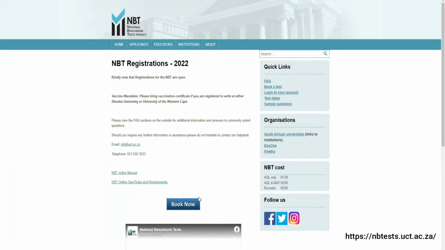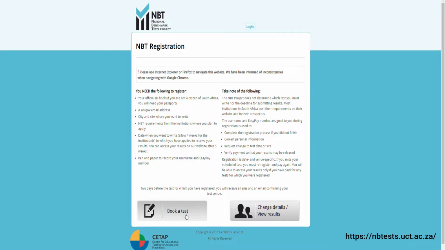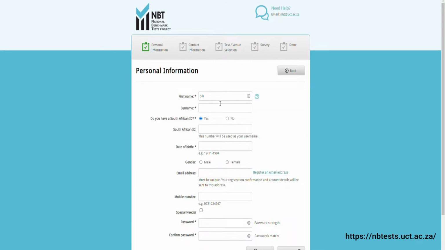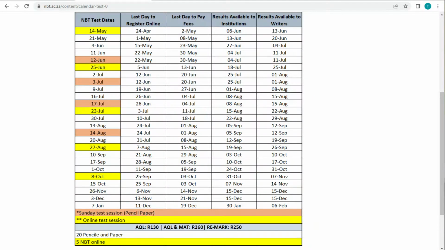The NBT registration takes about 5 minutes and you can do it online. Registration opens on the 1st of April and you can go on the website and register. So the first column says NBT test dates. That's the specific day that you're going to be writing the test. Then the second column says the last day for you to register online, which takes 5 minutes. So if you want to write on the 14th of May, you need to have registered by the 24th of April. Then the next date is you need to have paid the application fee by the 2nd of May, and your results will become available to the institution on the 6th of June, and then they'll only become available to you on the 13th of June. So please make sure that you're looking at those dates correctly.